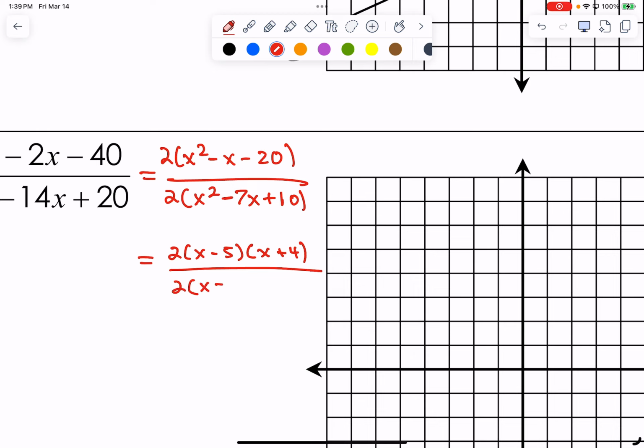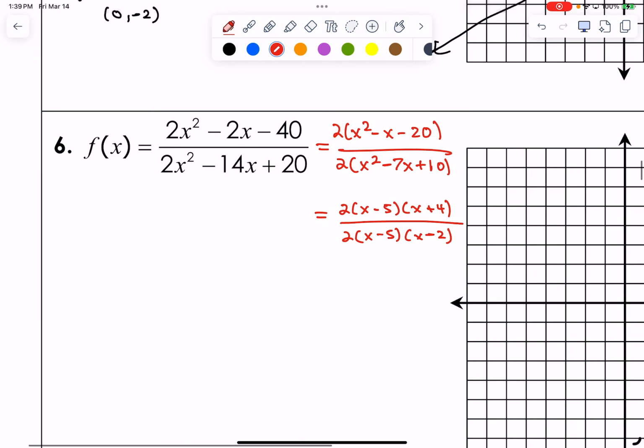All right, so x minus 5, x minus 2. All right, it looks like I got a domain of x cannot equal what? 5 and 2. What about this 2? Does that do anything? No, it just stretches or shrinks the graph. Okay, actually it's not going to do nothing because what's going to happen to it? It's going to cancel. It's just going to be gone.